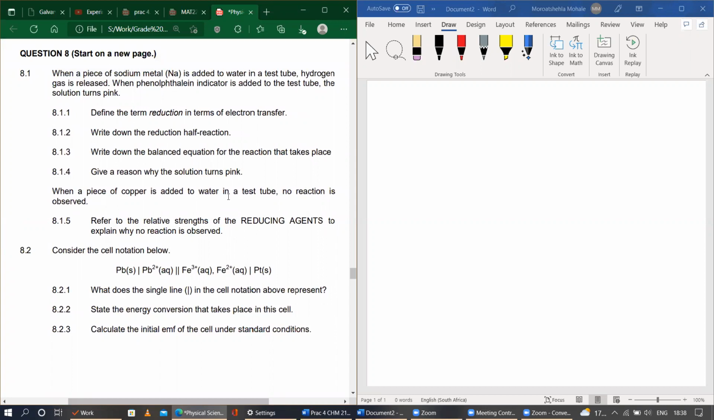So here in 8.1, they say when a piece of sodium metal is added to water in a test tube, hydrogen gas is released. When the phenolphthalein indicator is added to the test tube, the solution turns pink.